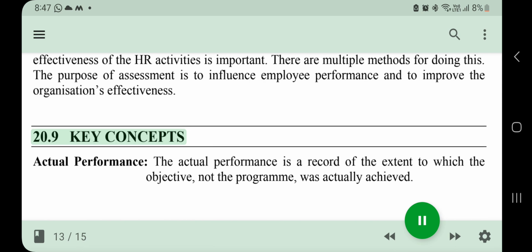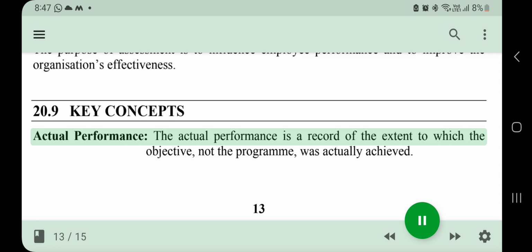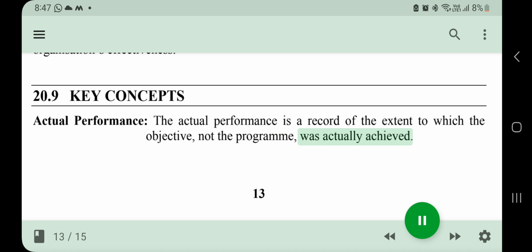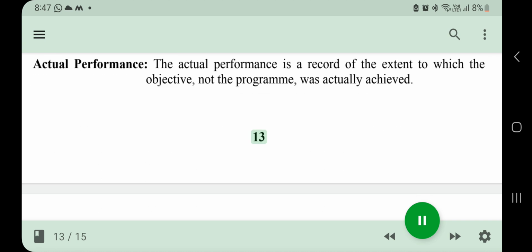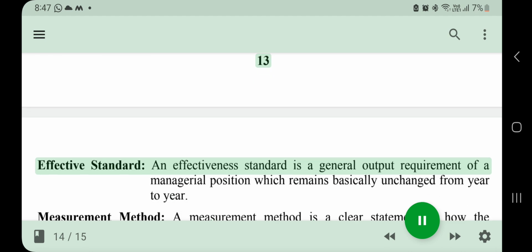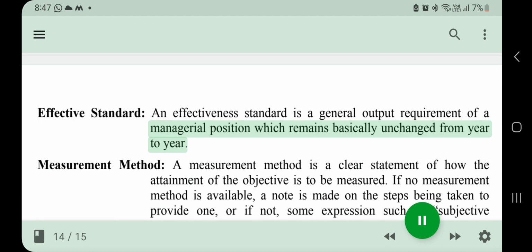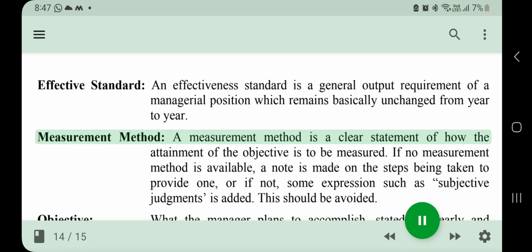Key concepts. Actual performance. The actual performance is a record of the extent to which the objective, not the program, was actually achieved. Effectiveness standard. An effectiveness standard is a general output requirement of a managerial position which remains basically unchanged from year to year.